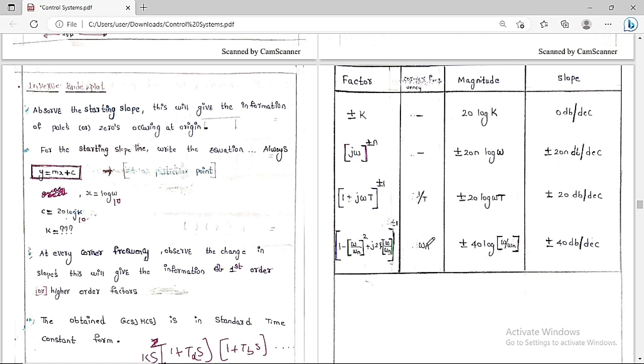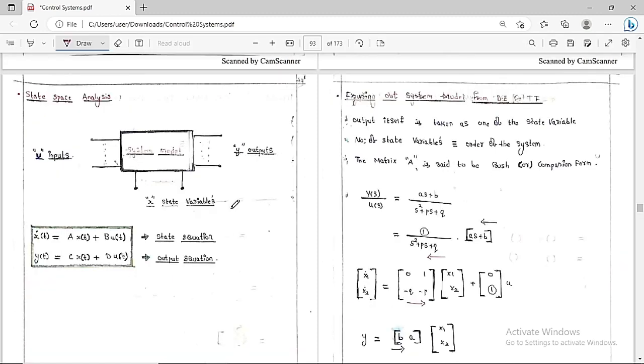Below this corner frequency, the magnitude Bode plot equation is 0 dB, and above this corner frequency, the magnitude Bode plot equation is plus or minus 40 log omega by omega n with base 10. So what is the slope? It is plus or minus 40 decibels per decade. All these things you always have to keep in your mind. If you remember this, you can draw any Bode plot very easily. This is the concept you always have to keep in your mind.